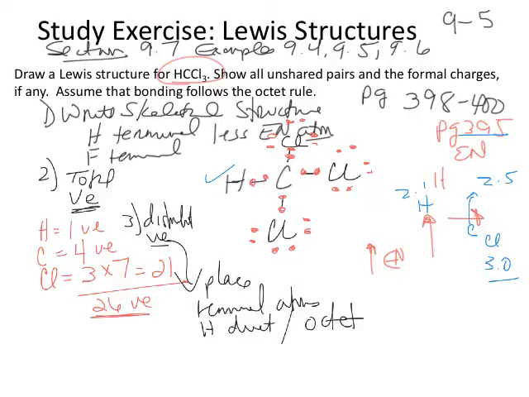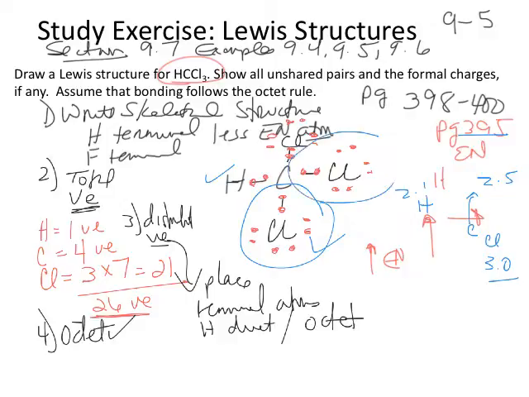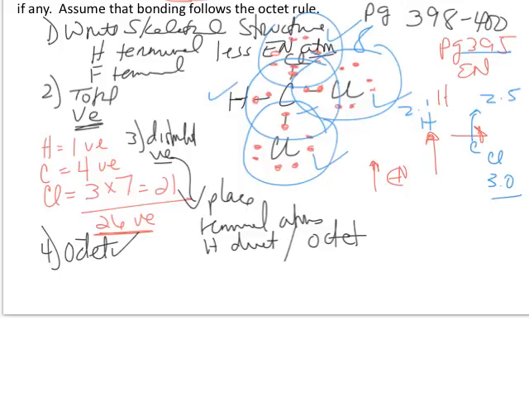Now the fourth thing you do is check to make sure each has its complete octet. So hydrogen has 2. Chlorine has 1, 2, 3, 4, 5, 6, 7, 8. This one has 8. This one has 8. And then carbon has 1, 2, 3, 4, 5, 6, 7, 8. So every atom has its complete octet, and you can redraw this to make it neater.